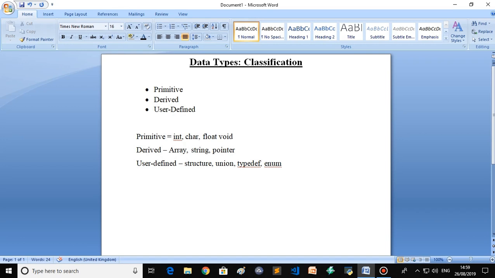So what is a user defined data type? It falls under structure, union, typedef, and enum. Basically these are new. If you belong to another programming language like Python or Java, I hope you have not heard these terms, because these are not available in those object oriented programming languages. These are only available in the C programming language. I will tell you later in the video what structure, union, typedef, enum, etc. are.